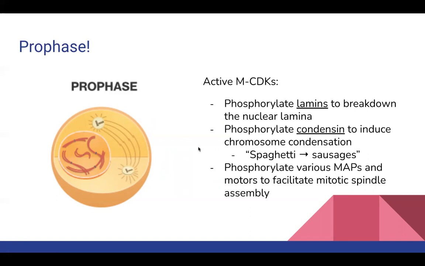One way to remember this is the spaghetti to sausage analogy. So these kind of look like spaghetti noodles. And then as they clump up together and get more towards the center, they'll look more like sausages as the chromosomes condense. And then it'll also begin to phosphorylate various MAPs and motors to facilitate meiotic spindle assembly, which is important for prometaphase and metaphase to have all the MAPs and motors moving correctly and moving stuff around in the cell.